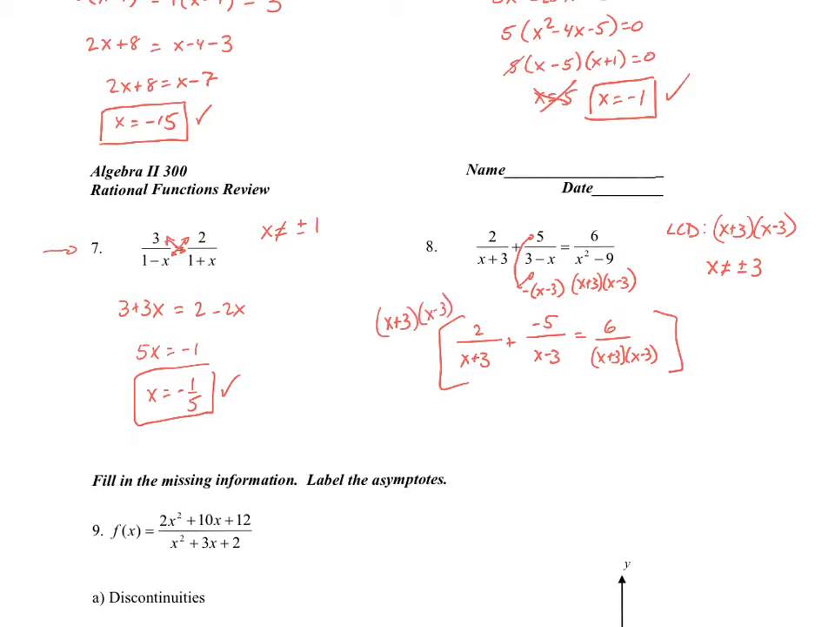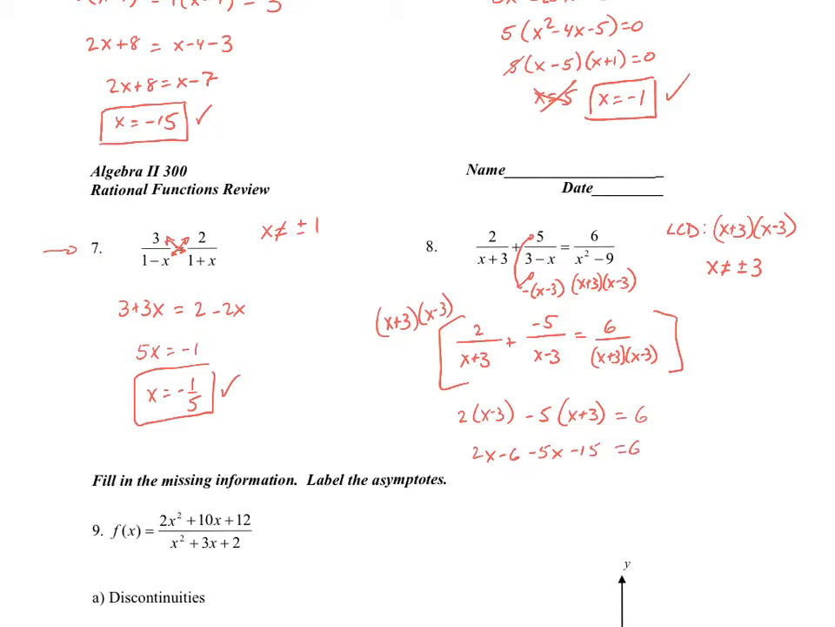In the first fraction, I can cancel out the x plus 3's, and I'll have 2 times x minus 3. In the middle fraction, I can cancel out the x minus 3's, and so I'm going to have a -5 times x plus 3. And on the right, everything cancels out in the denominator, so I'm just left equal to 6. So 2x minus 6 minus 5x minus 15 equals 6.